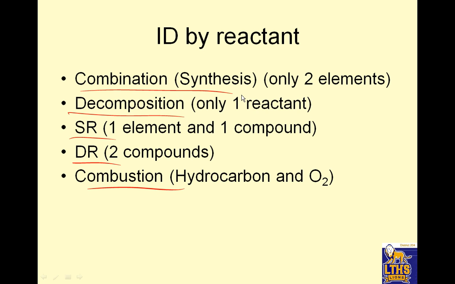Okay, so how do you recognize them if you just see the reactants? Well, in combination or synthesis, there's only going to be 2 elements as reactants. In decomposition, there's only 1 reactant total. In single replacement, you're looking for an element in a compound. Double replacement, you're looking for 2 compounds, and they're going to be ionic. And in combustion, you're going to be looking for a hydrocarbon and oxygen gas.